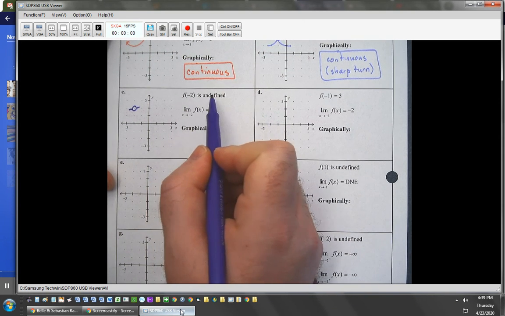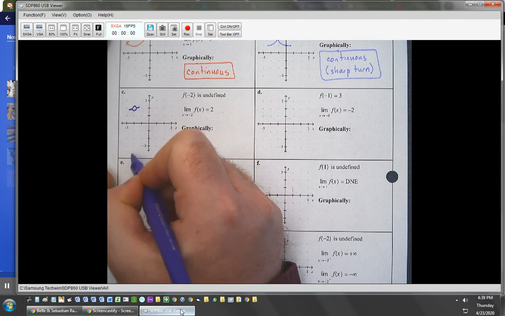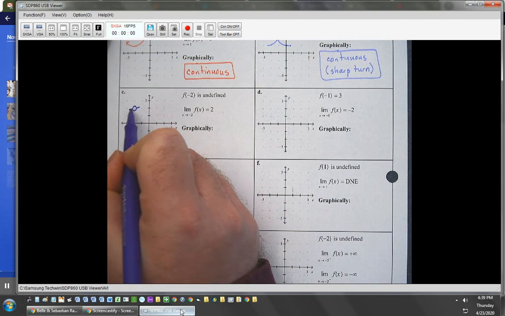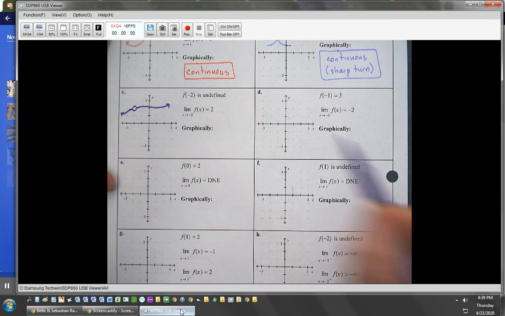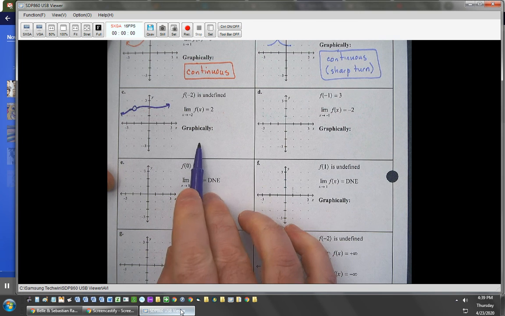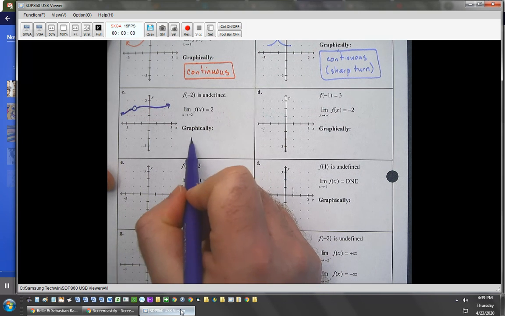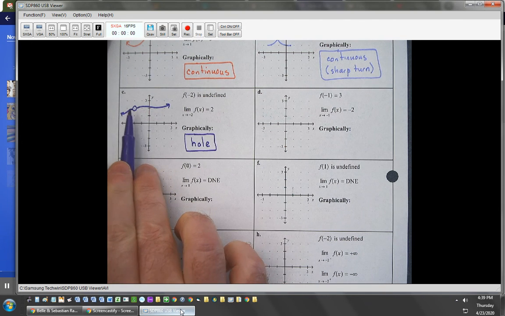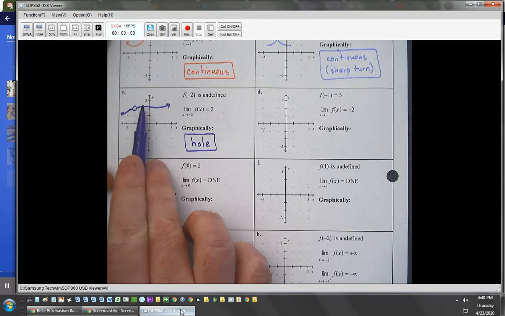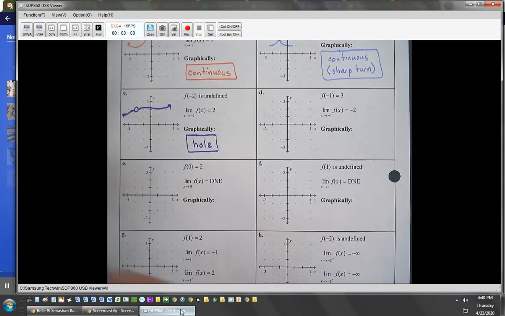It says f of 2 is undefined. So as I go up and down at -2, there are no points. So now I can just draw whatever I want for my curve from here. Something like that. And then graphically, what do we call this situation? This is what we call a hole. So the limit exists, the graph actually meets there, but there's no point. So you went to McDonald's, I went to McDonald's, but there ain't no McDonald's.